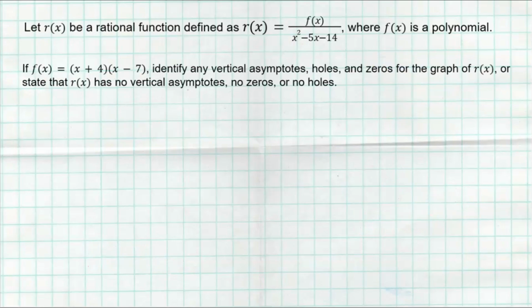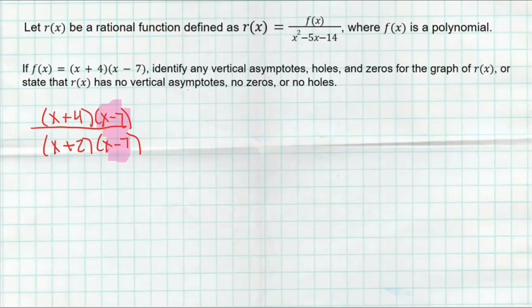All right, so if the numerator is x plus 4 times x minus 7, identify any vertical asymptotes, holes, and zeros for this function, or state that there are none. So first, I'm going to go ahead and actually put that in, x plus 4 times x minus 7. And then in the denominator, once again, we already know the factored form for that is x plus 2 times x minus 7. All right, so the first thing I notice is that I do have this common factor on the top and bottom, which means 7 is going to result in a 0 on top and the bottom. That's going to produce a hole. So this graph does have a hole at x equals 7.